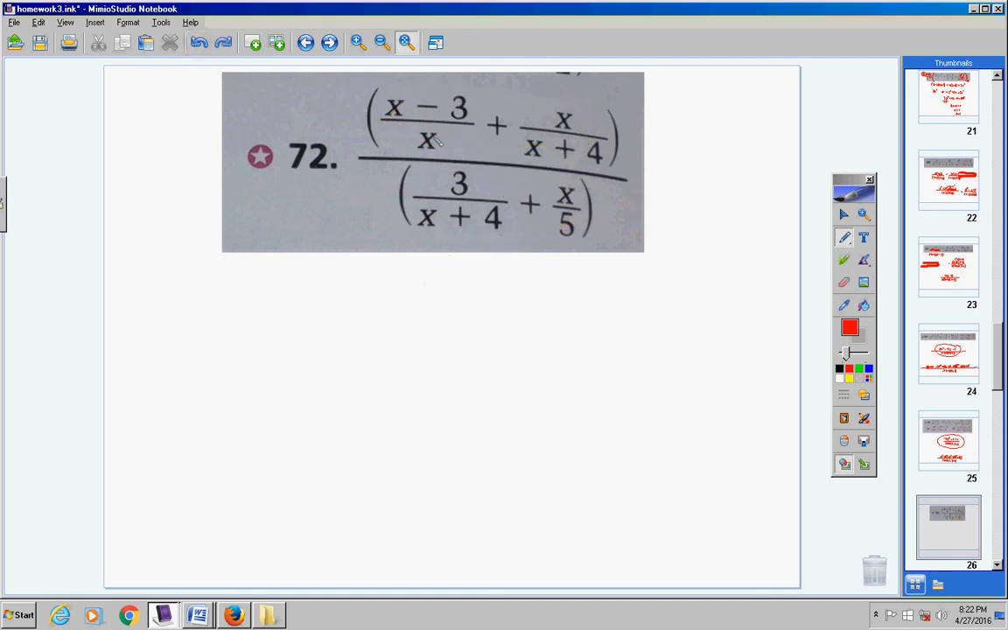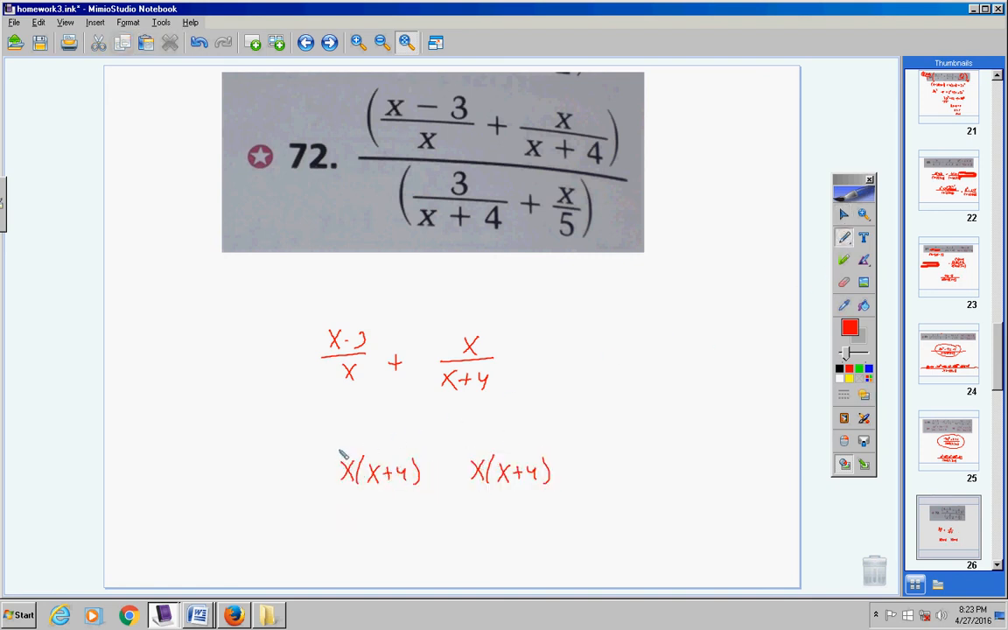Let's work with my top two fractions. Forget this right now. Let's work with my top two fractions, okay? So x minus 3 over x plus x over x plus 4. Now your common denominator: you have a monomial here, 1x, no x's over here. You have one group of x plus 4 and none over here. So there's your common denominator, okay, for both fractions. So let's write that twice because we have two fractions.